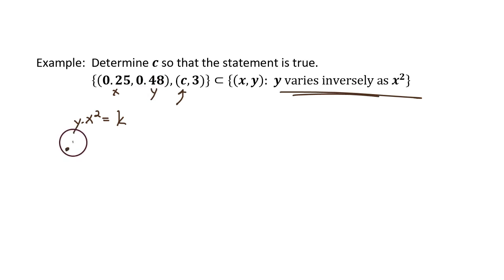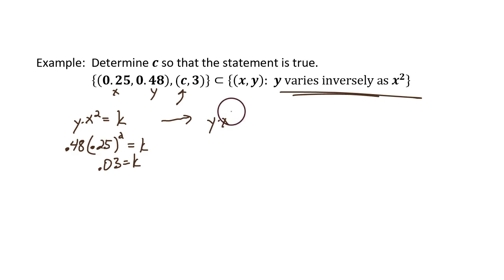So for y, fill in 0.48. And for x, fill in 0.25 and square it. And that's equal to k. Now take a calculator and type this in. This makes 0.03 is equal to k. Now what do you do? You rewrite your model. And this time, fill in the value of k.